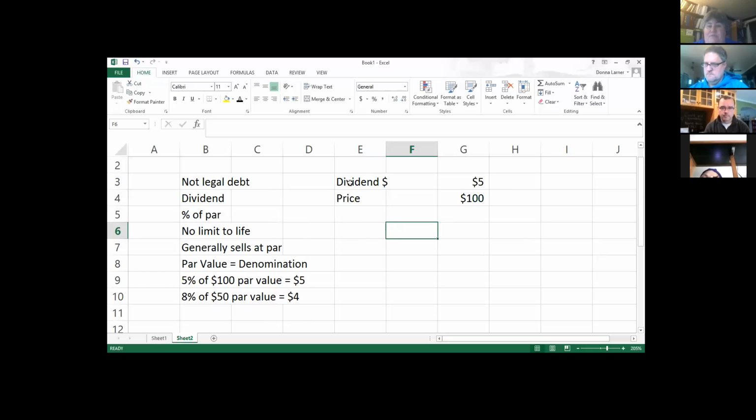There are times when the price is not par. So if it's $95, then our cost of capital is going to be 5.2, 5.3%.